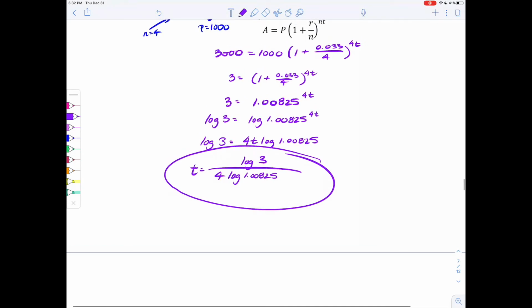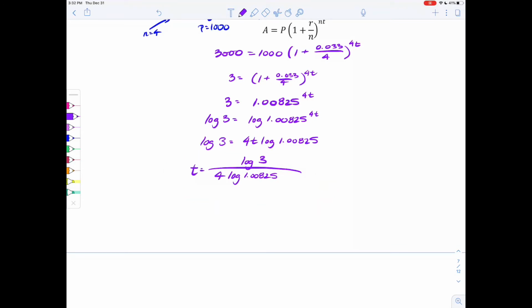But in a real life contextual scenario, someone asks you how long is it going to take for my investment to triple, and you as their financial advisor tell them, oh, it's going to take log 3 over 4 log 1.00825 years to do so. They're going to look at you like you're ridiculous. And you might say something like, I do not trust your instincts in this scenario. And that would be sad. You want people to trust their instincts.